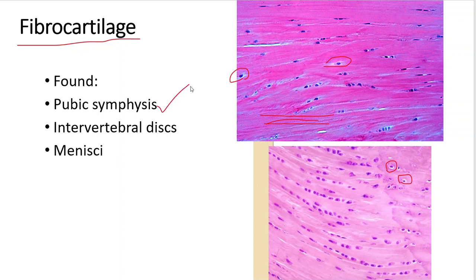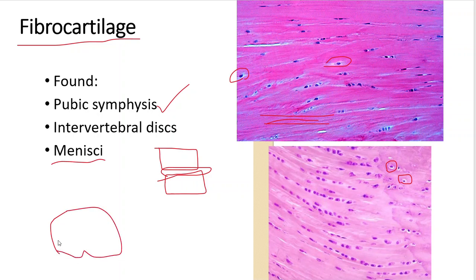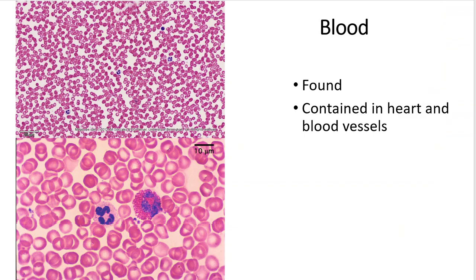The pubic symphysis, that's in the front. The hip bone joins together at the pubic symphysis. Between the discs in your back, those slipped discs everyone's talking about, they're made of fibrocartilage. Menisci: if you look at the top of the shin bone, the tibia, you'll find they've got cartilage pads like that, C-shaped. That's what your thigh sits on. Those are all fibrocartilage. Okay, guys, on to the next.